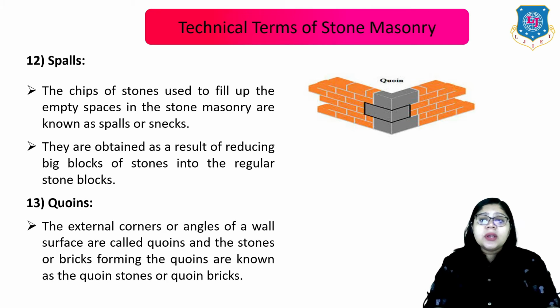Next is the spalls. The chips of stone used to fill up the empty spaces in the stone masonry are known as the spalls or the snicks. They are obtained as a result of reducing big blocks of stone into regular stone blocks. Next is the queens. The external corners or the angles of a wall surface are called the queens, as shown in this figure, and the stones or the bricks forming the queens are known as the queen stones or the queen bricks.